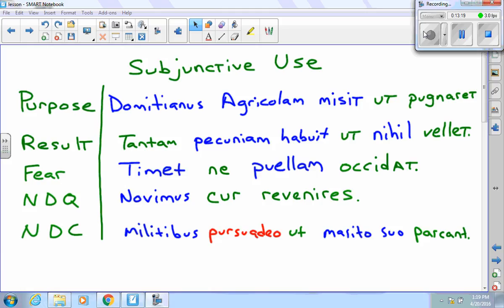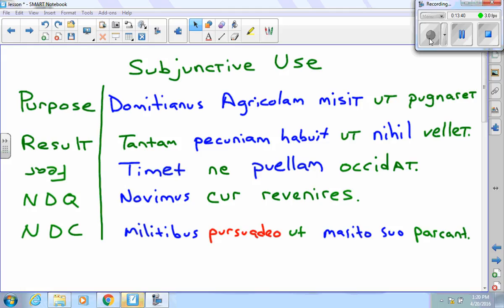A fear clause. Think of the fear clause like this. It is upside down. It's weird because a fear clause says exactly what you think it doesn't say. Here I have timet, nay. I have to have a nay or an ut. And then I have the subjunctive occidit. He fears that he will kill the girl.